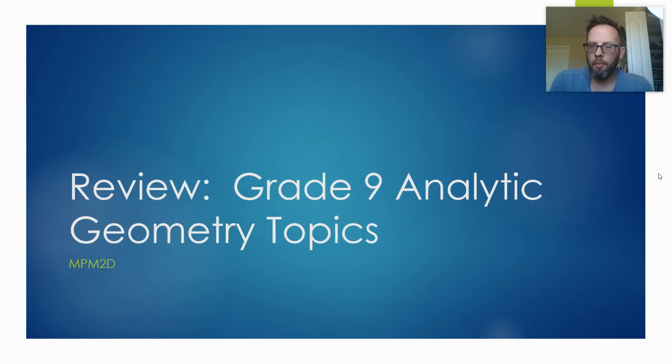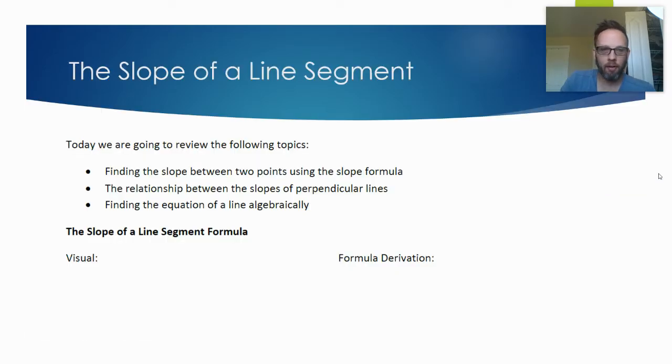Everybody, Mr. Smith here, and in this video lesson, we're going to review some of the things you learned in your grade 9 course in the Analytic Geometry unit. Specifically, that'll be finding the slope between two line segments, so developing a formula for that, then how to find the equation of a line algebraically given information about that line. So let's get started. I should say also, we're just going to quickly talk about what you guys learned about parallel and perpendicular lines.